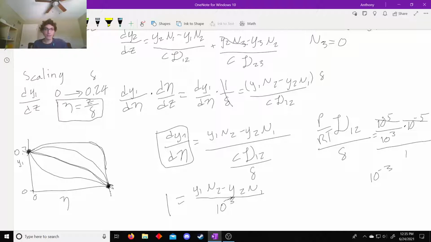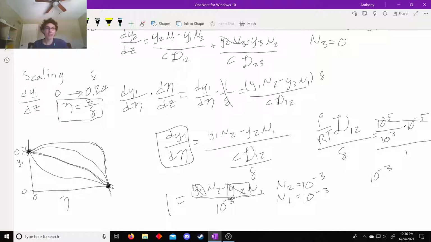Now, y1 and y2 are mole fractions of acetone and methanol. These are going to be between 0 and 1, so order of magnitude is about 1. So these don't really play a part, which leaves us with our molar fluxes needing to be 10 to the negative third in order to make this expression equal to 1. These must be 10 to the negative third order of magnitude.